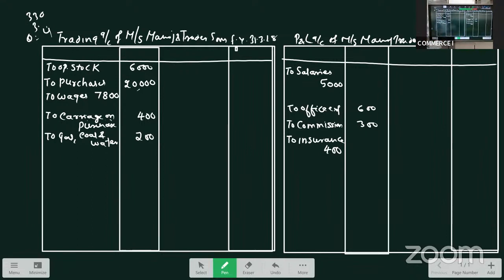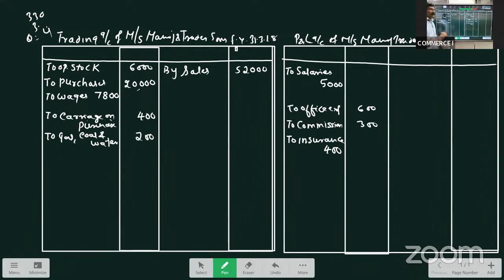We have taken all the items of P&L account and trading account from the trial balance of the debit side. Now let us go to credit side. Sales. We take sales minus sales returns. But sales returns are not given. So I'll directly take 52,000 in the outer column.